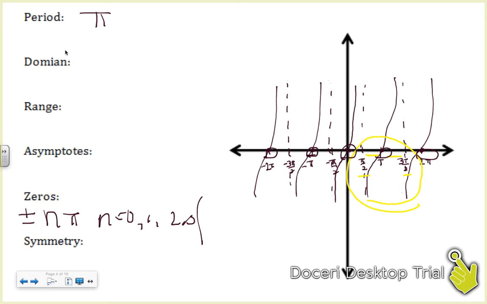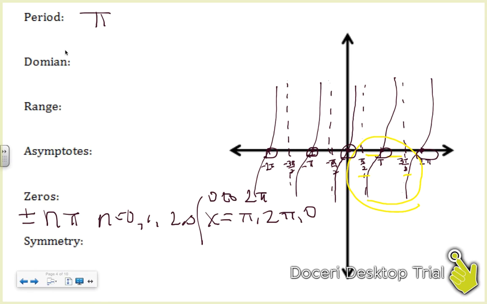Now on your quiz, you might see something where I'm just asking for the interval from 0 to 2 pi. Just list all those zeros. That would be x equals 0, pi, and 2 pi. Oops, I forgot one, but I added it in.